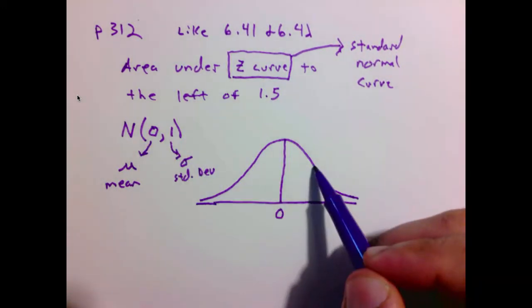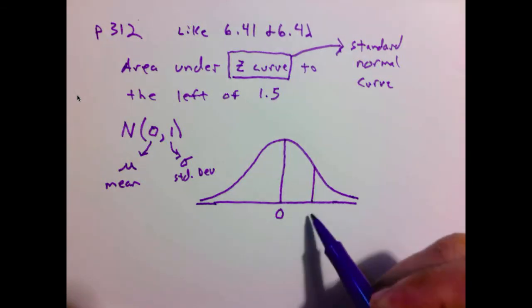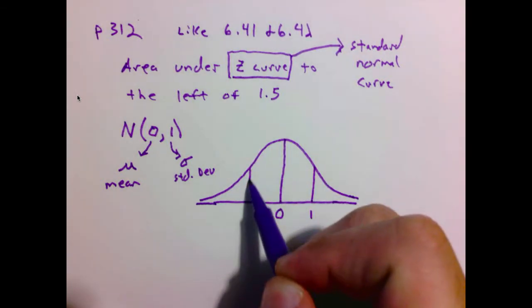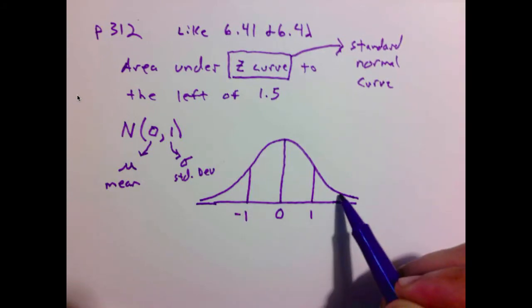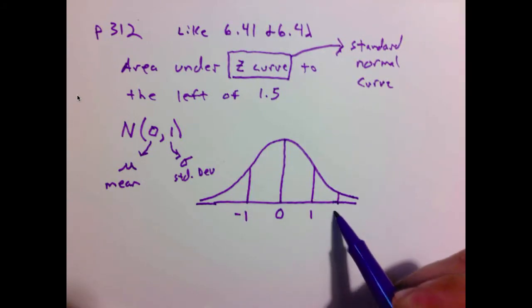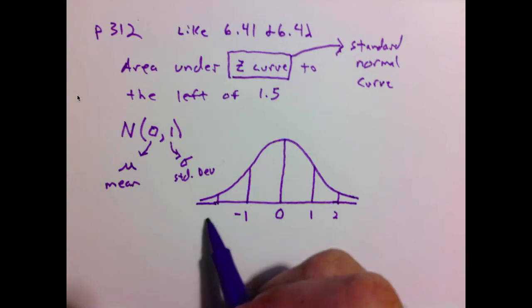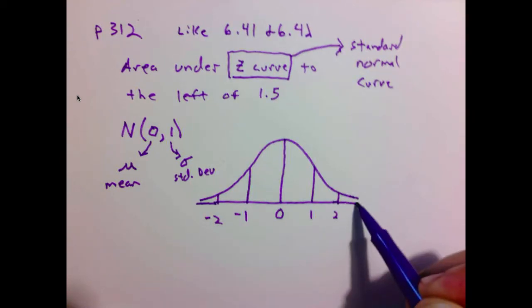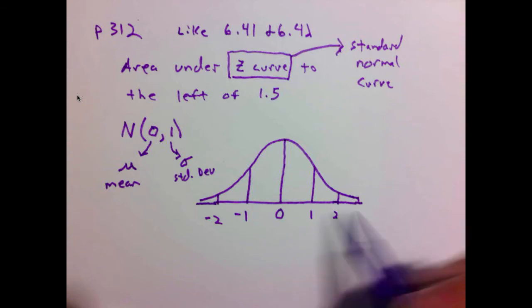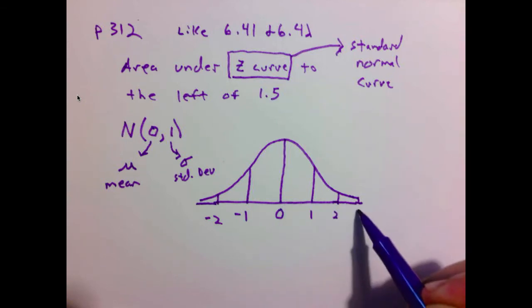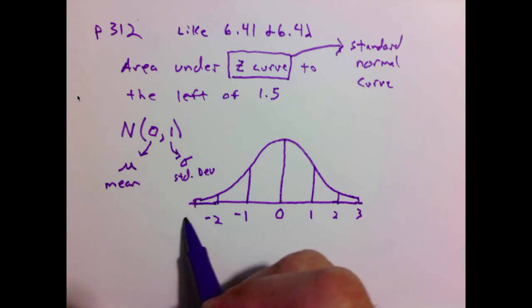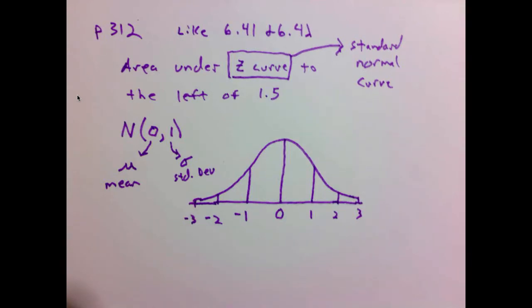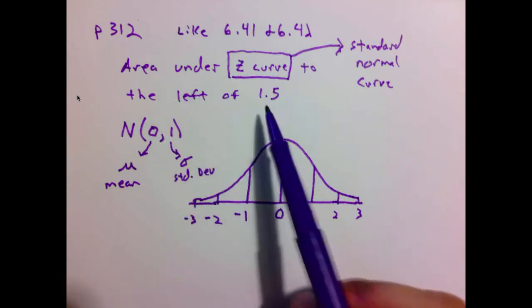Standard deviation is 1, so we'll go up 1 and then down 1. Up another. And then down another standard deviation. And then we'll go up one last one. These lengths here are supposed to be the same. My picture leaves a little bit to be desired. -3 here. All right. So I want the area to the left of 1.5.